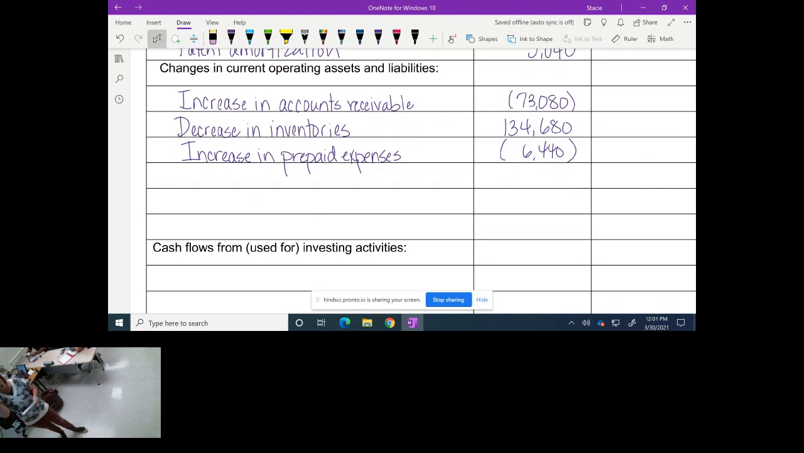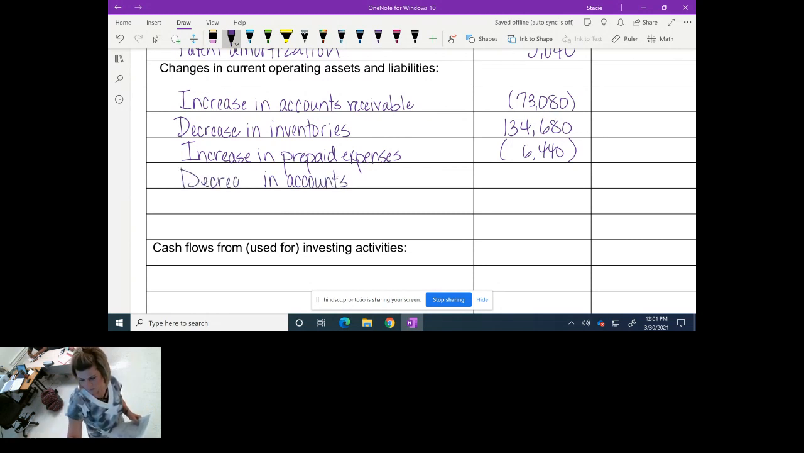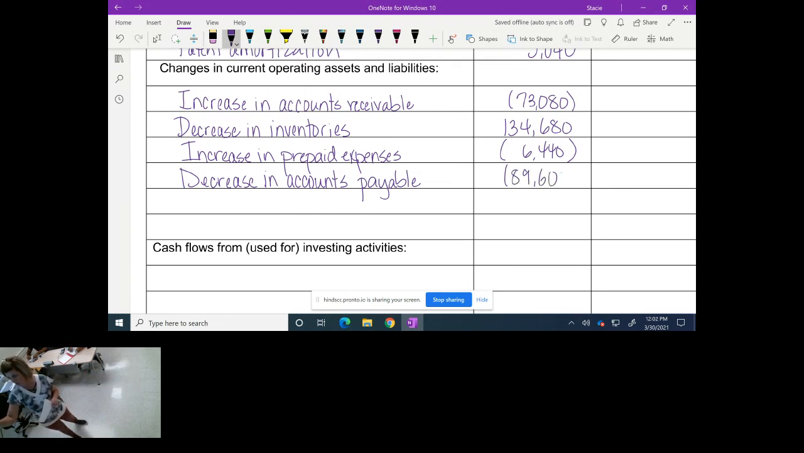I think that takes care of the operating assets. Now we go to investing. Not there yet. You gotta do the liabilities. Oh, that's right, accounts payable. Okay, so is it an increase or decrease? Decrease. Okay, so am I adding that or subtracting that? Subtract. If accounts payable goes down, that means some stuff got paid. So that means your cash is gonna go down.